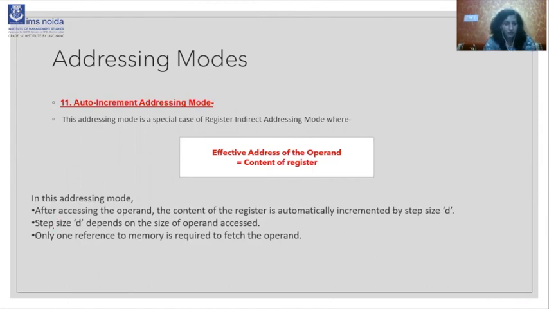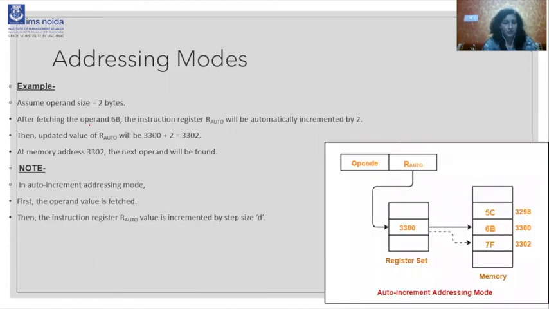Basically, to access the operand, the content of the register is automatically incremented with the step size D. You have to find the content of the register. Let's see an example. Suppose the operand size is 2 bytes, clear? And we are fetching the operand which is 6B, and the register will be automatically incremented by 2, right?